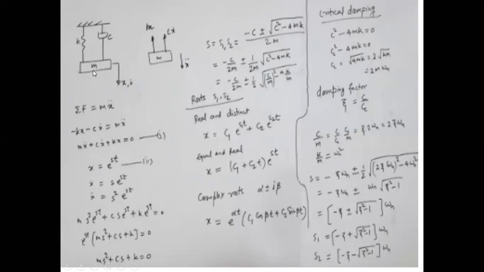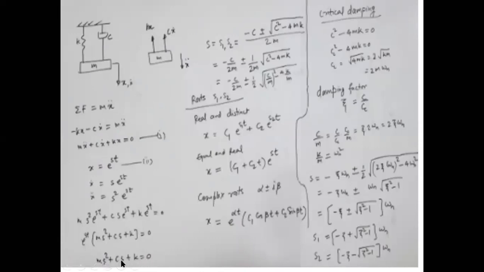It has come from the equation of motion for free single degree of freedom damped vibrations, and that equation is m x double dot plus c x dot plus k x equal to 0. This is a linear homogeneous second order differential equation for which such a solution is assumed: x equal to e raised to st. Its first derivative x dot is taken, its second derivative x double dot is taken. Then these three values are substituted in equation 1. You will get the equation m s square plus c s plus k equal to 0.